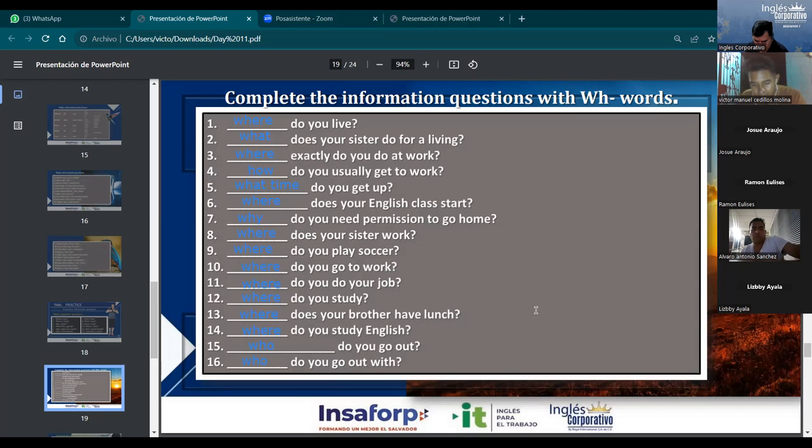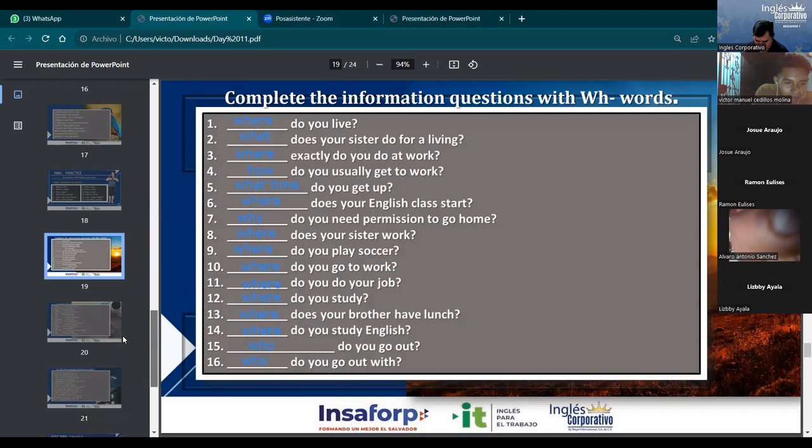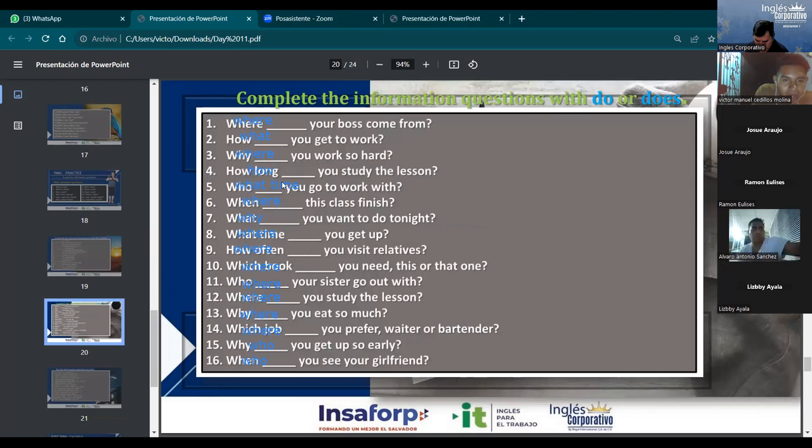Next. La otra página. Next. Ahí sí creo que vamos a ocupar el do y el does. El do y el does. Complete the questions with do or does.